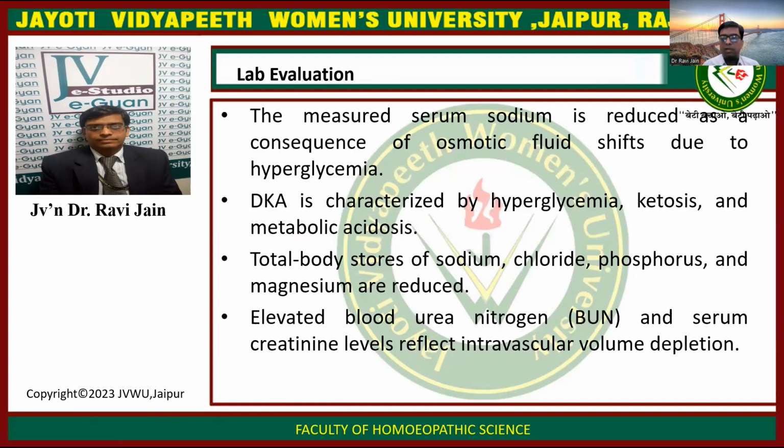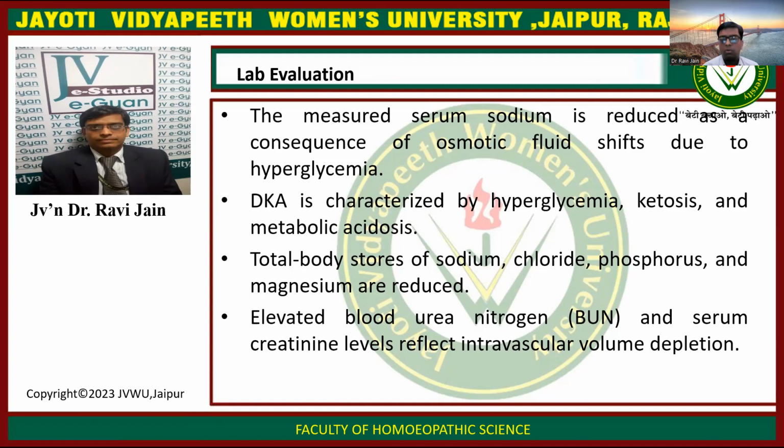The measured level of sodium is reduced. So the sodium level is reduced in the body as a consequence of osmotic shift due to hyperglycemia. So due to hyperglycemia, there is a shift in the osmotic pressure, and this leads to reduced sodium level. DKA, diabetic ketoacidosis, is characterized by hyperglycemia, ketosis, and metabolic acidosis. So three things are very important: hyperglycemia, ketosis, and metabolic acidosis.